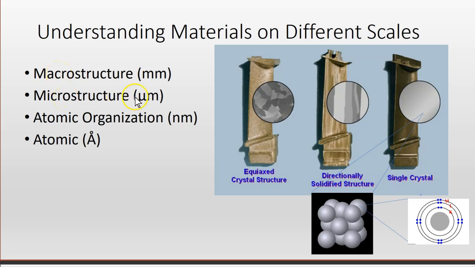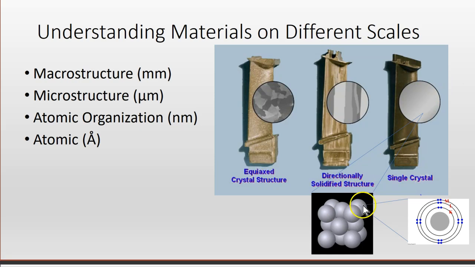The microstructure would require the use of a microscope, an optical microscope, to observe features on the micrometer scale. We can see there are differences in the grain structure shown by the inset circles. On a smaller scale than that, we can look at the atomic organization. This is how the atoms are stacked up in the material.